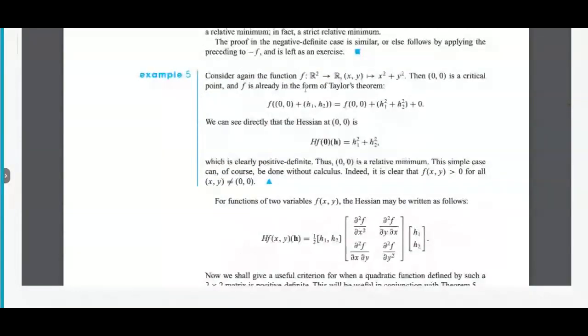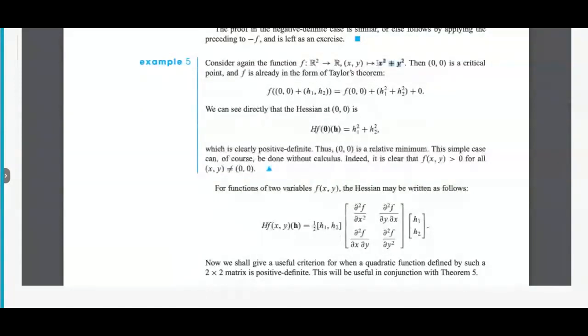Okay, let's see an example. Let's go back to this function x squared plus y squared. We know the origin is a critical point, and also we know (0, 0) is a local minimum, right? By analysis of this function, because the value of this function can be at least 0.